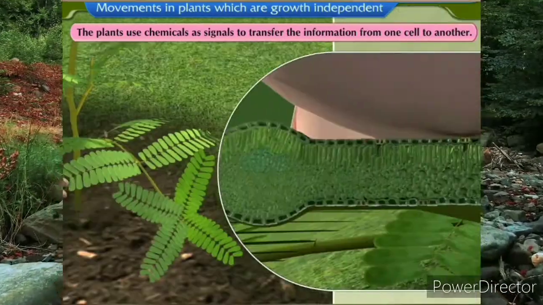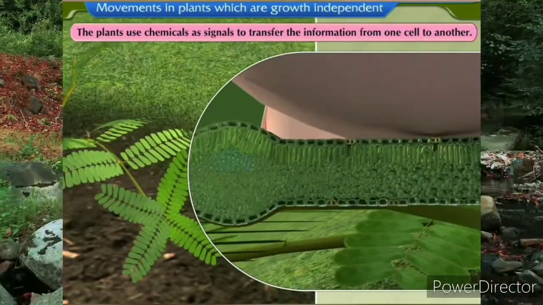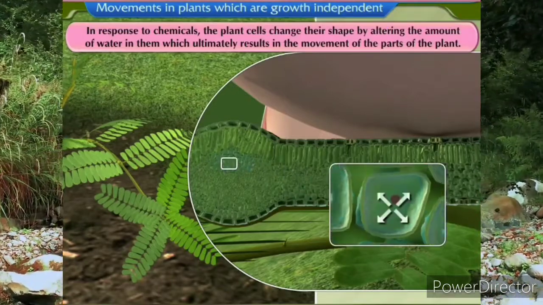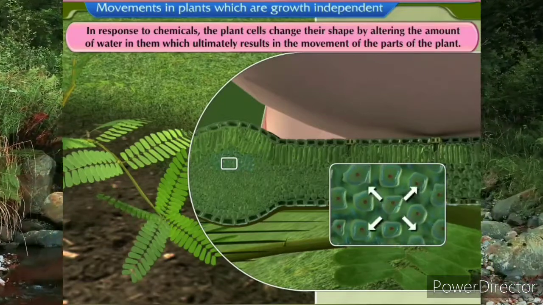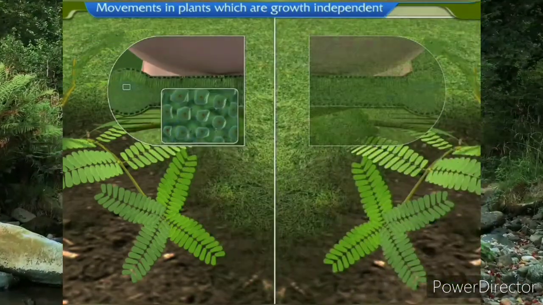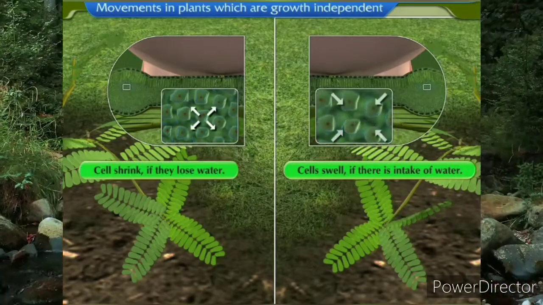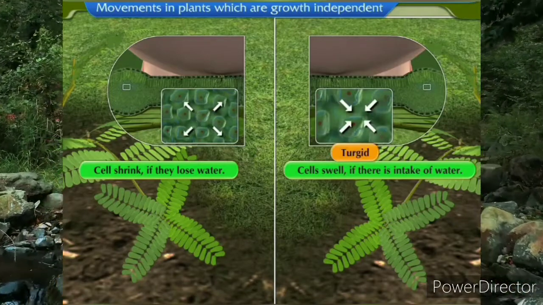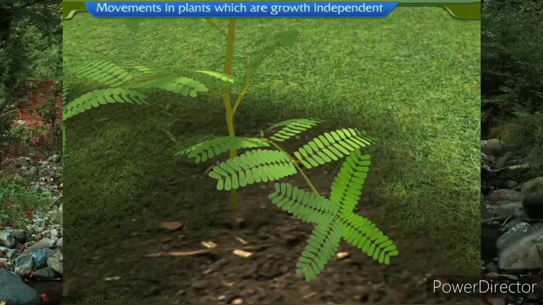Plants do not have any specialized tissue or an organ which can conduct the information to different cells. The plants use chemicals as signals to transfer the information from one cell to another. In response to these chemicals, the plant cells change their shape by altering the amount of water in them, which ultimately results in the movement of the parts of the plant. The cells either swell if there is intake of water, or they shrink if they lose water. That is, a cell becomes turgid or flaccid. This results in the movement of the parts of the plant.